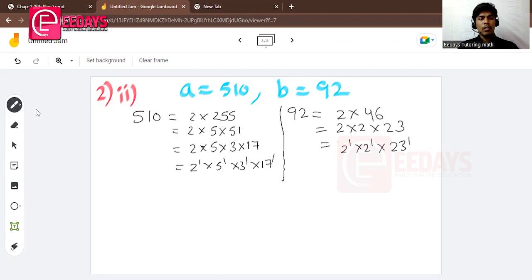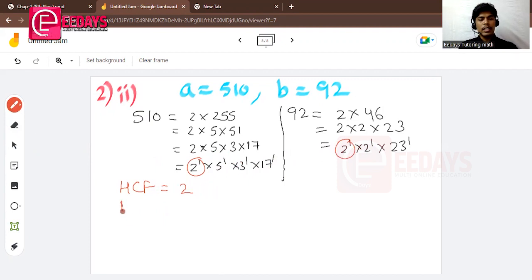Now our job is to find the HCF. HCF is nothing but taking the common numbers with the smallest power. Here 2 is there, here also 2 is there, so we take 2 as common. Here 5 is there, here 5 is not there. Here 3 is there, here 3 is not there. 17 is not there, 23 is not there. So we can mark the HCF as equal to 2.